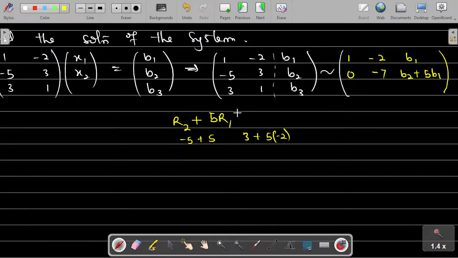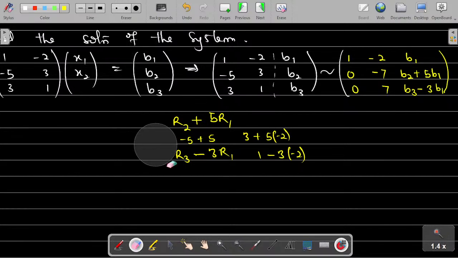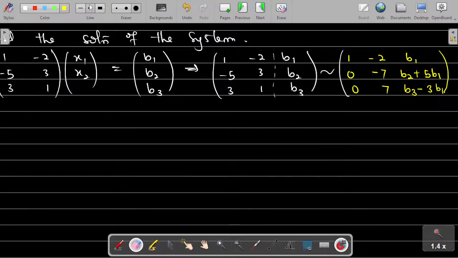All right, and then the next one, what will be the algorithm? The algorithm will be R3 minus 3R1. Since both of them are positive, subtraction will eliminate. Then 3 times 1 gives us 3R1. So if we perform that, this will turn to 0. And then here we'll have 1 minus 3 times minus 2, and that's going to give us 7. And then here we are going to have b3 minus 3 times b1. Okay, all right, beautiful.